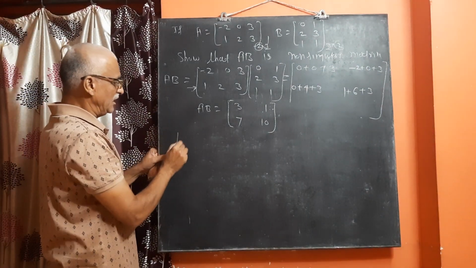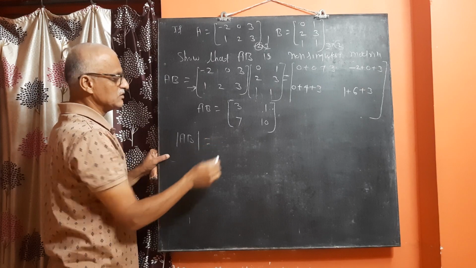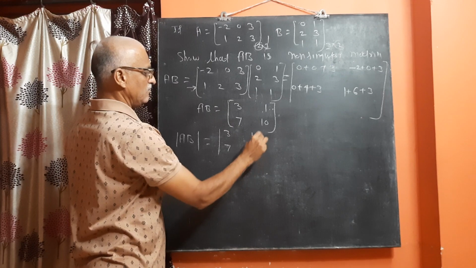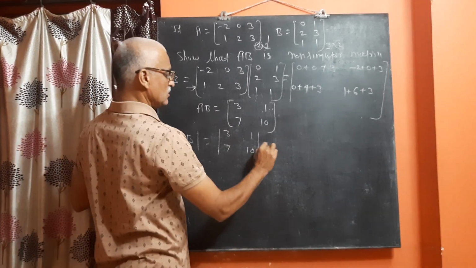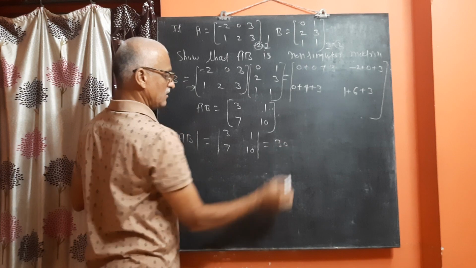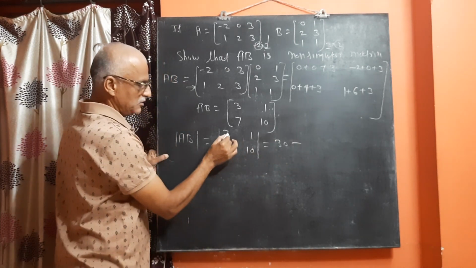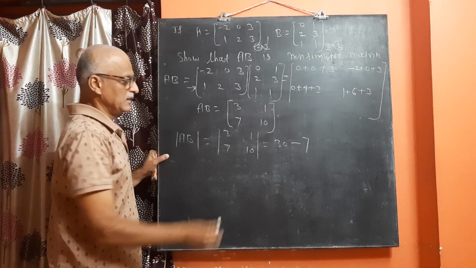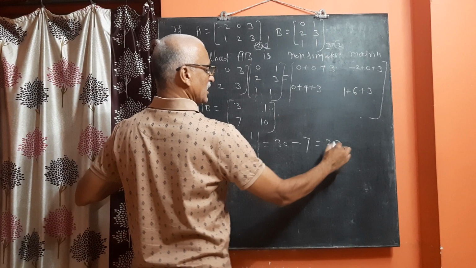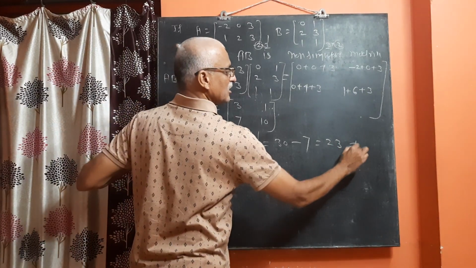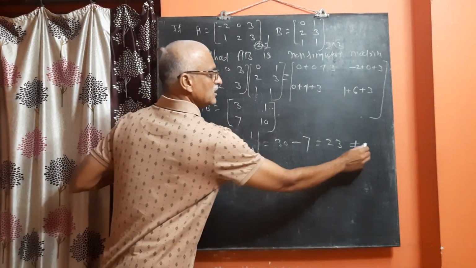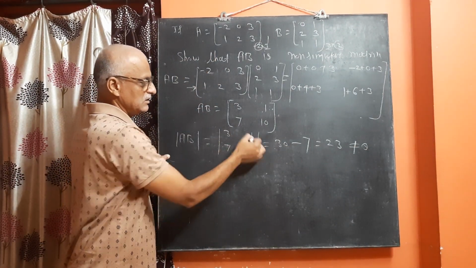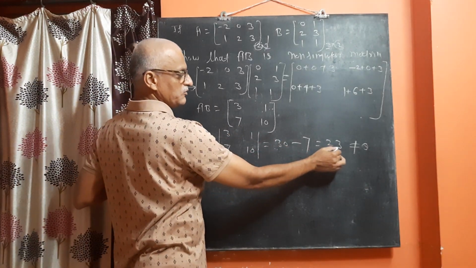So determinant of AB is equal to the determinant of [3, 1; 7, 10], which is equal to 3 into 10, that is 30, minus 7 into 1, that is 7. So 30 minus 7 is 23, and 23 is not equal to 0.